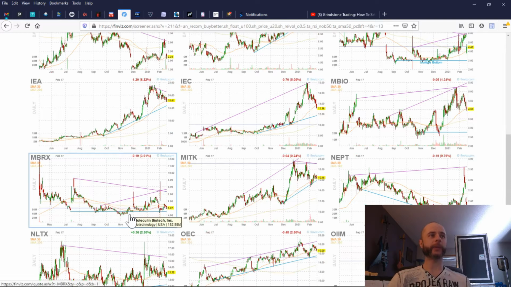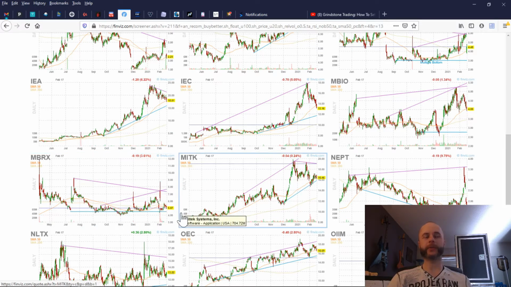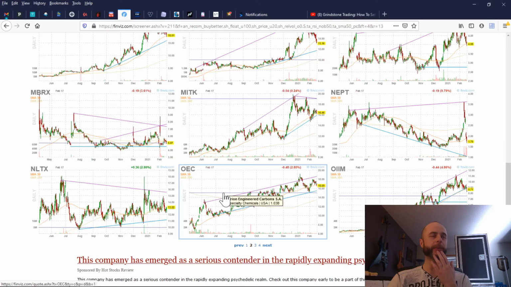MBRX, another one that we're playing. Nice easy chart. Up, down, up, down, up, down, shoot up, and then all the way back down right to a nice support level for us. Just simple, simple, simple stuff. But again, as I'm trying to really drive home to you guys, it's very, very visual.